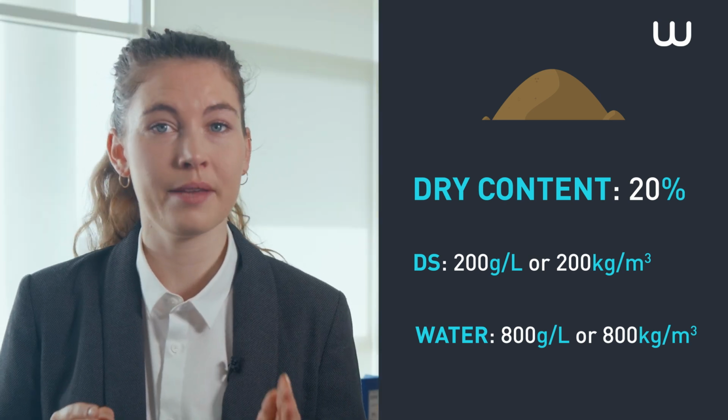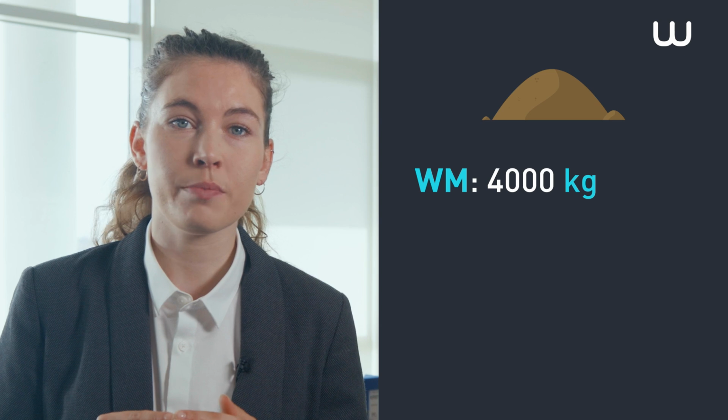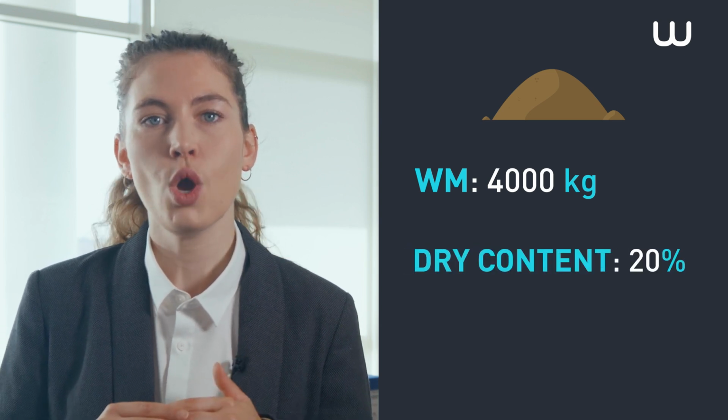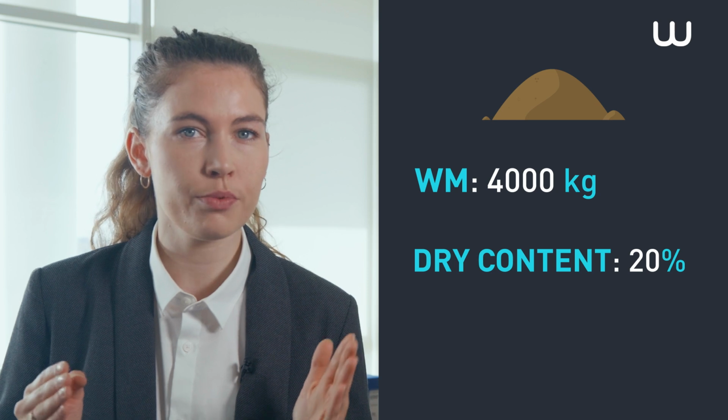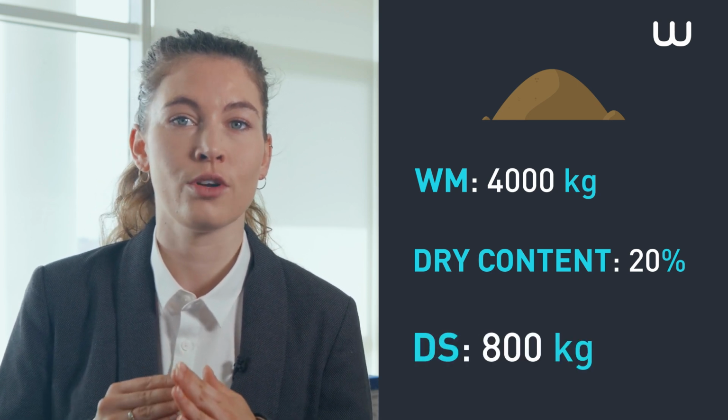Let us take the same example. 4,000 kilograms of wet sludge needs to be centrifuged, giving a dry content of 20%. What mass of sludge needs to be removed? The answer is 800 kilograms of dry solids.